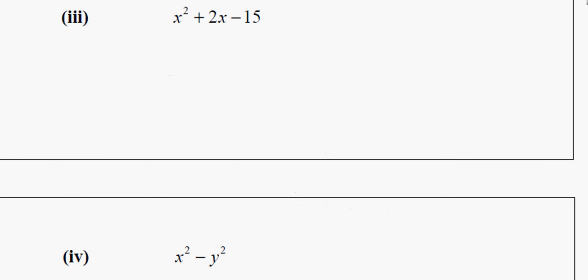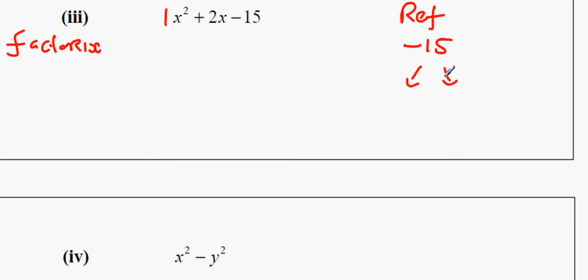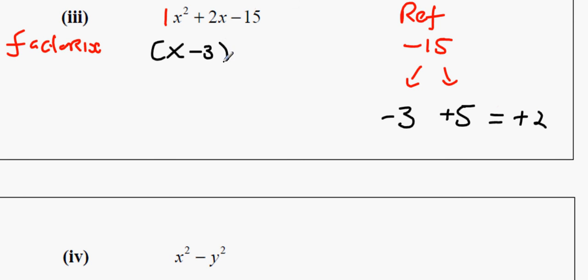Okay, next part here, we're asked to factorize. We're still factorizing. So again, always multiply the first number by the last number and you get a reference number of minus 15. So we're going to break it up into its factors. Let's go for 3 and 5. We want plus 2 as the answer, so we're going to go for plus 5 minus 3. Add them together and you get plus 2. So now we know the answer here is x minus 3 into x plus 5.